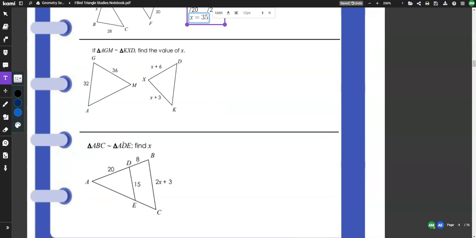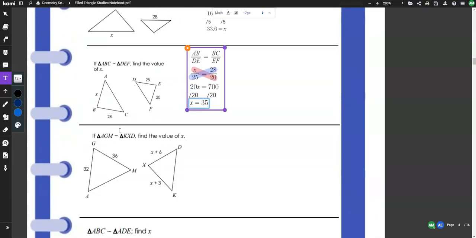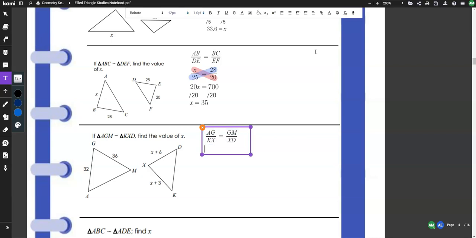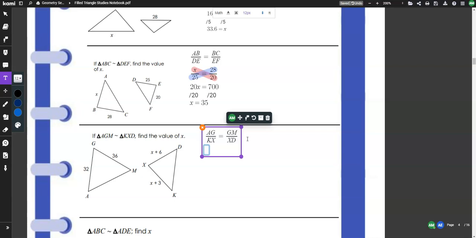Next one. AGM is similar to KXD. So that's going to be AG and KX. So let's set up the equation. AG over KX will be equal to GM over XD. Now you might be worried because we have too many x's, but we'll notice that x's are going to both be on the bottom because they're in the same triangle. So that's actually going to make it easier for us because it will have the x's on both sides of the equation instead of multiplied by each other.